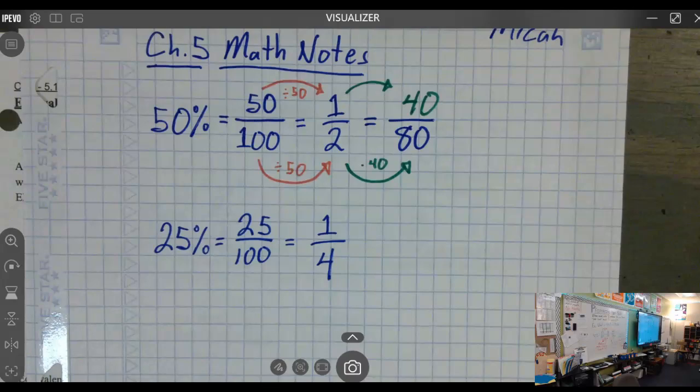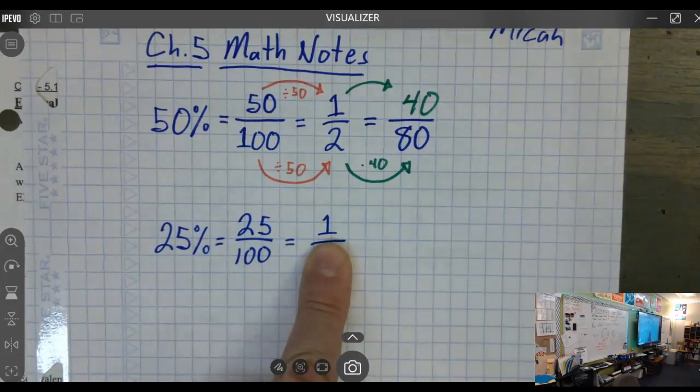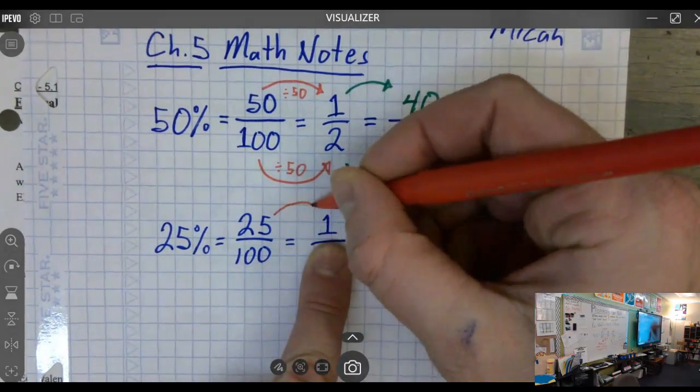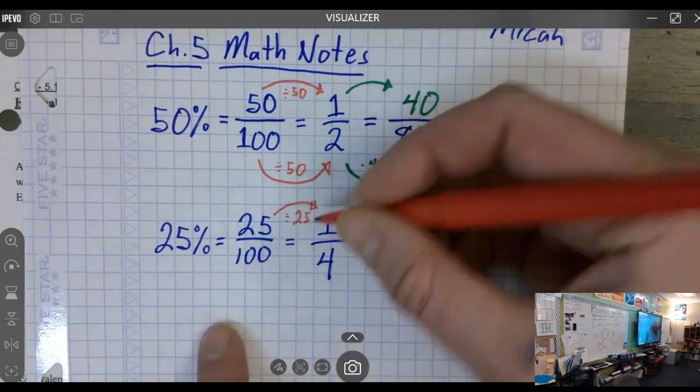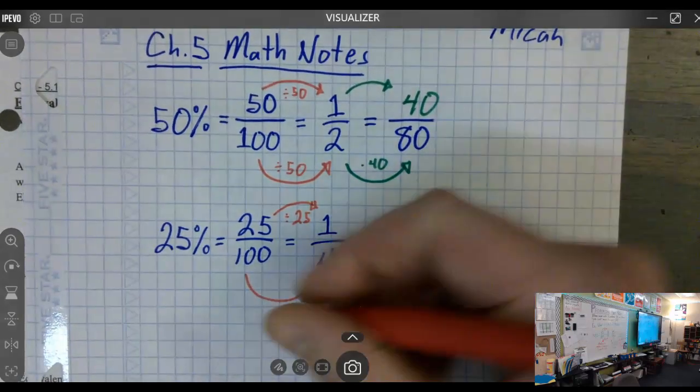How would we have gotten there? Well, guys, if you're turning the top number into 1, you're dividing by what you're starting with, right? So to turn that into 1, we got to divide by 25, which is how that happens.